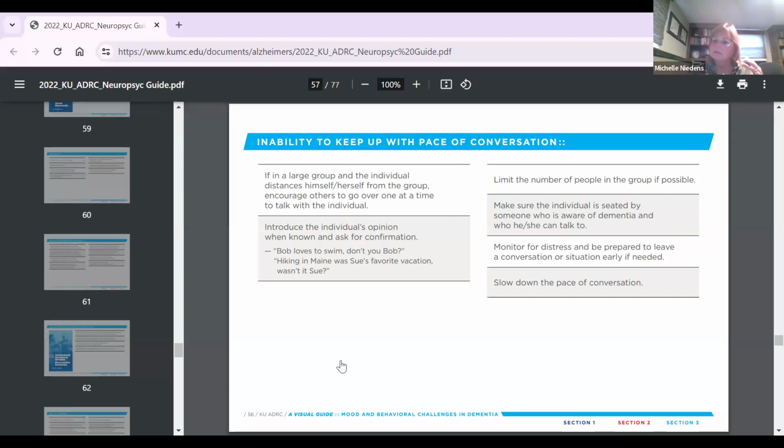If you are in a setting where you're sitting around watching a movie or having dinner and there's 6 people at the table, actively include them. So introduce the individual's opinion when known and ask for confirmation. Bob, you used to talk a lot about lavender. That's one of your favorites, isn't it? Or just include them in whatever, if there's a specific hobby, etc. So I've used a couple of examples here.